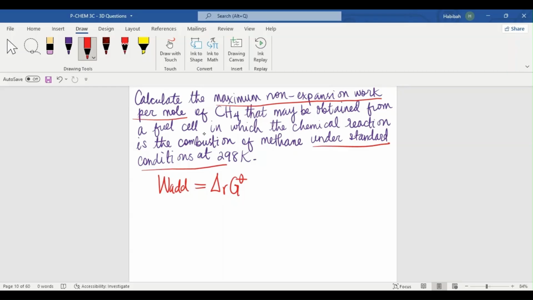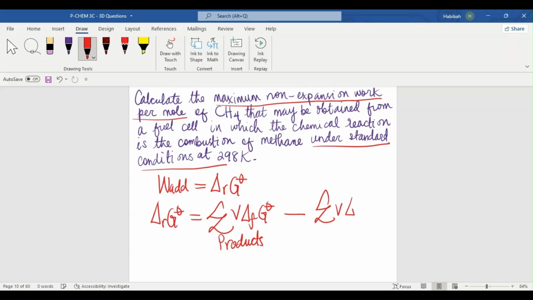Understand that under standard conditions, where the pressure and the temperature are fixed, and the volume is unchanging, the non-expansion work per mole is equal to the Gibbs energy of reaction. So we know the general formula for the Gibbs energy of reaction to be the summation of the Gibbs energy of formation for the products minus the Gibbs energy of formation for the reactants. That's basically the formula that we're going to be using.